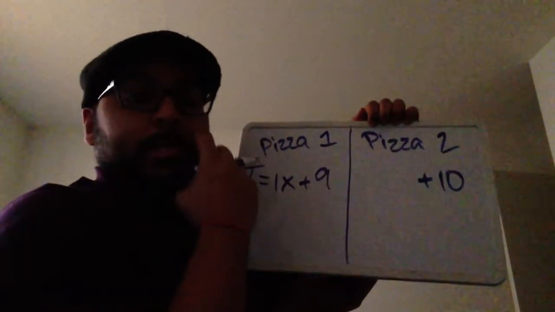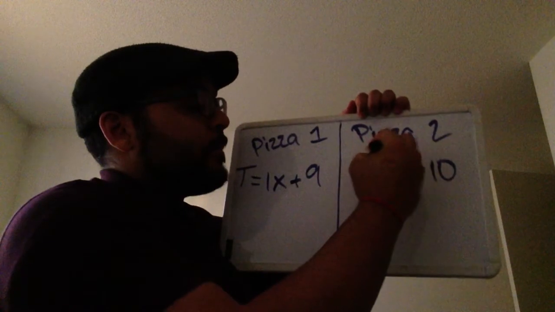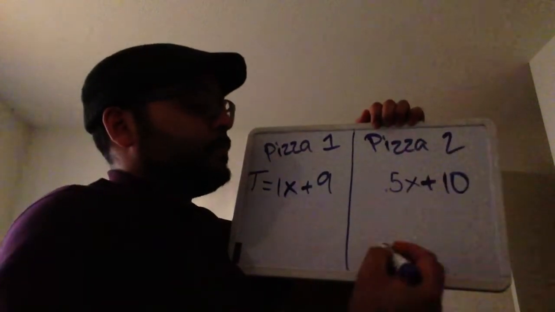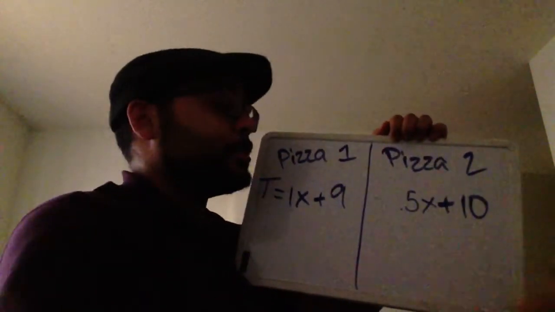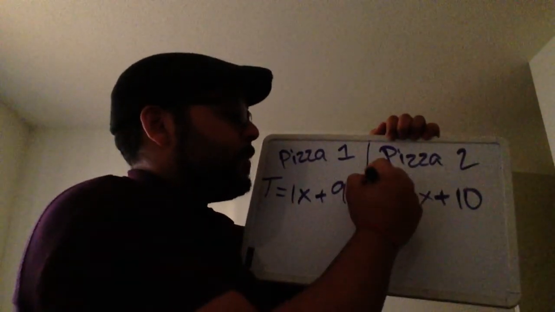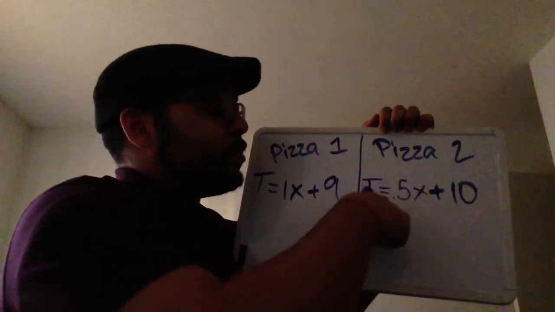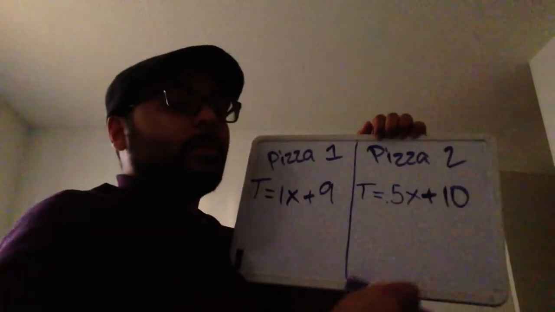At pizza place number 2, their toppings are only 50 cents per topping. Now, I just did 0.5, but 0.5 you know is the same as 0.50, which is 50 cents. Now, their toppings are 50 cents per topping. The total price is 50 cents per topping plus the initial value of 10.